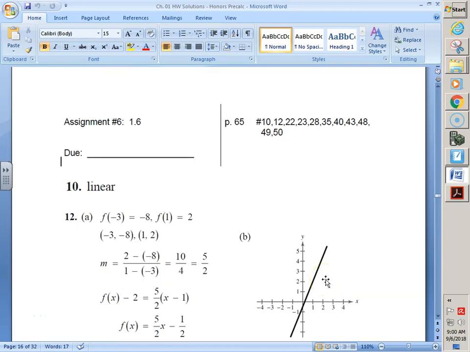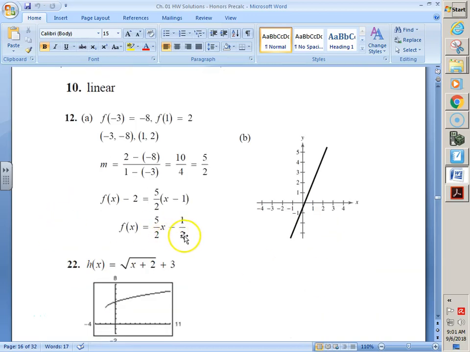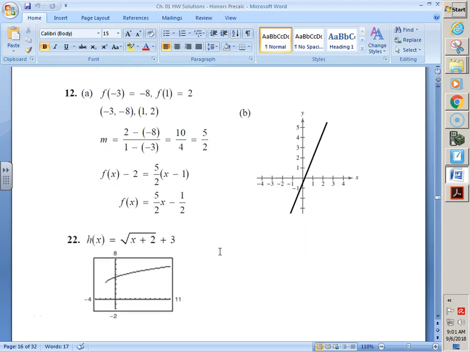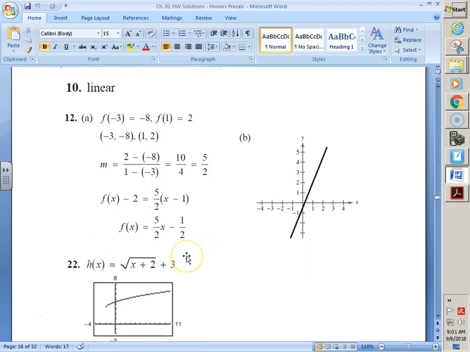Let's go back to number 10, linear. Number 12, 5 halves x minus 1 half. Number 22, P.S. What do you think, me as a math teacher, or even just me as a human being, what do you think I would prefer for you guys to do with numbers? Make them as decimals or make them fractions? Why do you think fractions?